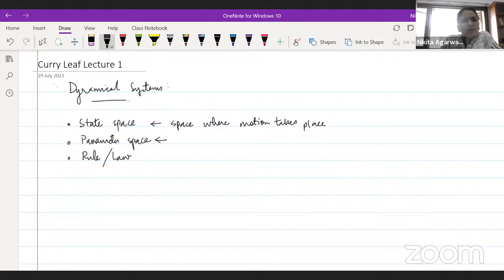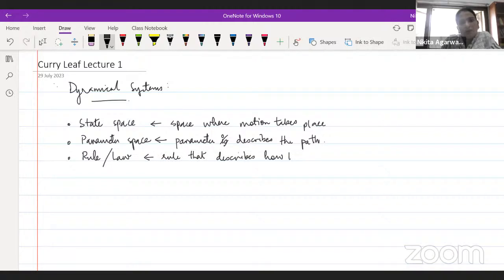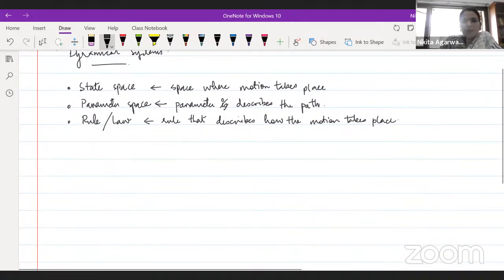What is a parameter space? What is a parameter? A parameter describes, basically I should say, the path. Again, I'll come to this in a minute. What is a rule? A rule is a rule that describes how the motion takes place. So this is kind of an informal definition of a dynamical system.